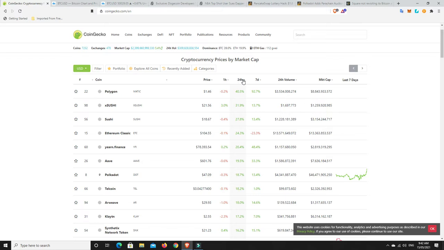What has pumped? Polygon. I mean, we were talking about this at $1.14, I think it was yesterday, and now it's nearly $1.50, up 40%. This just goes from strength to strength to strength.